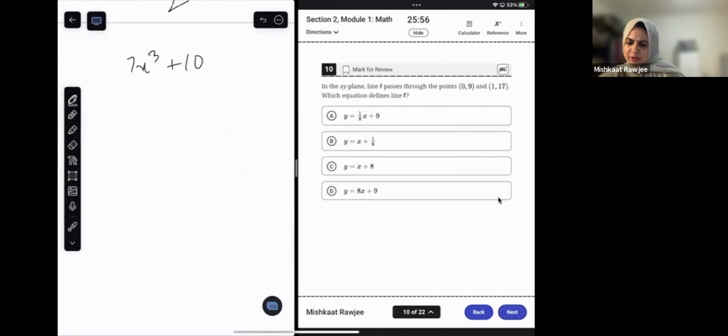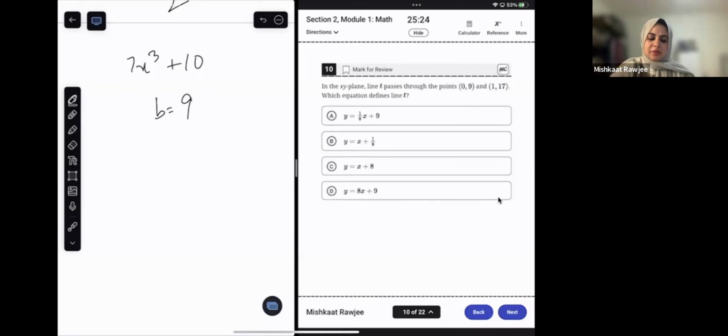Line T passes through the points, blah, blah. Which equation defines line T? So now we have 2 points. We have to find the slope of this line, and we have to find the y-intercept. So we have to find 2 things. Now the y-intercept, actually, they've given it to us because they're saying it passes through the point 0, 9. So 0, 9 is where x is 0, so y is 9, and that's the y-intercept. So if the y-intercept is 9, we know it's going to be either A or D. Now let's find the slope.